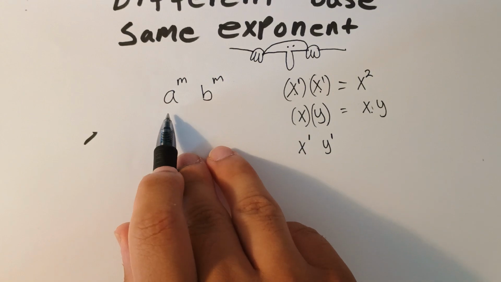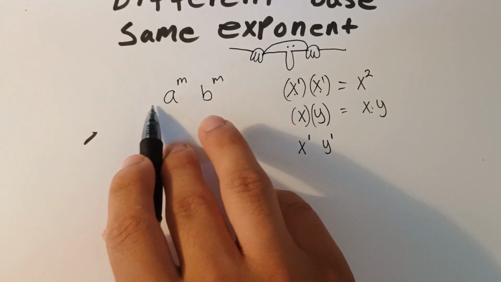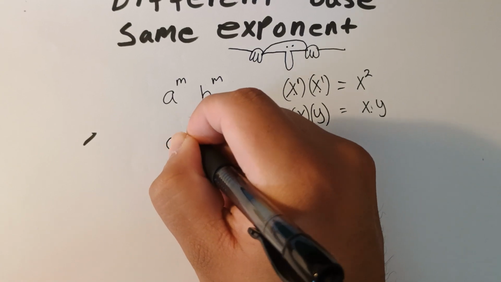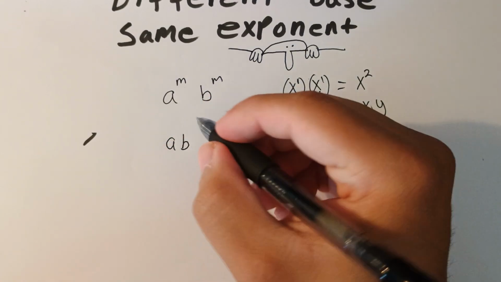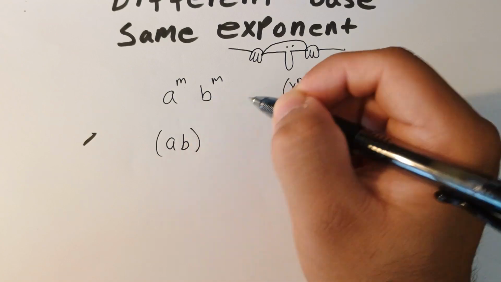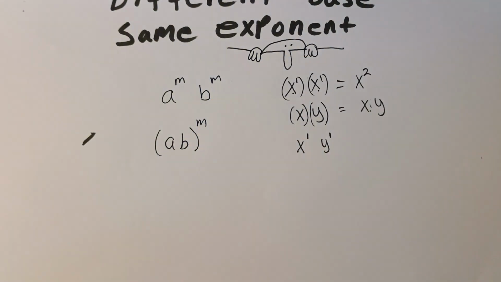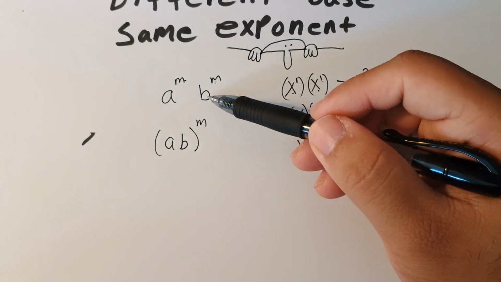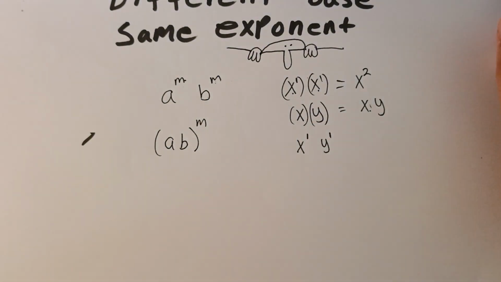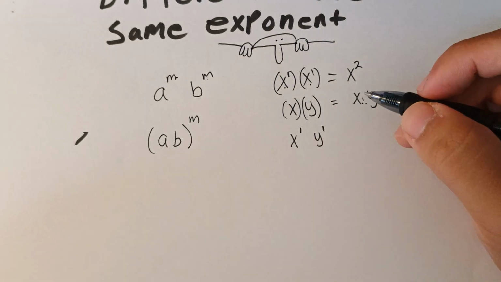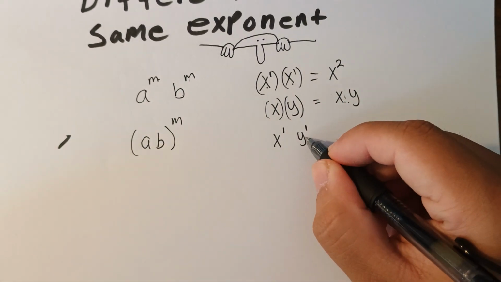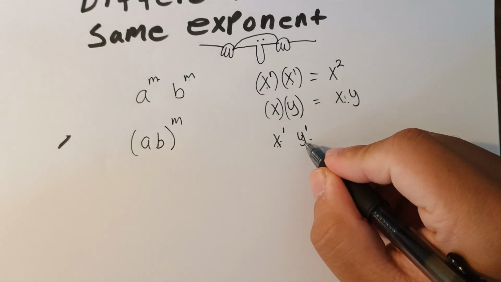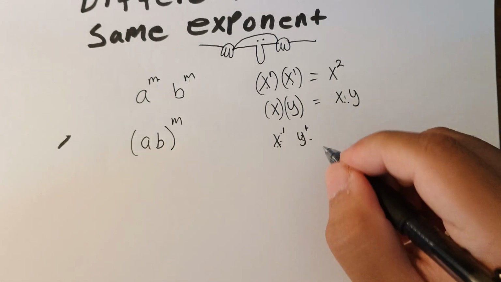So when they have the same exponent but different bases, the way you can see it is a times b, so ab, put that all in parentheses to the power of m. I didn't change the exponent. The exponent stays the same, m. I'm just multiplying these two bases. And that's technically what I'm doing over here. I am just taking the bases. They're different bases. This is x and this is a y, but they have the same exponent of 1.